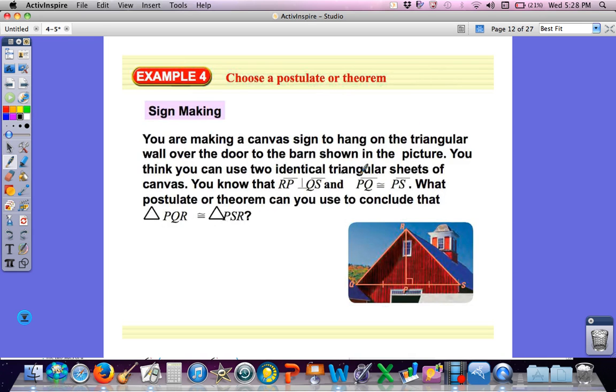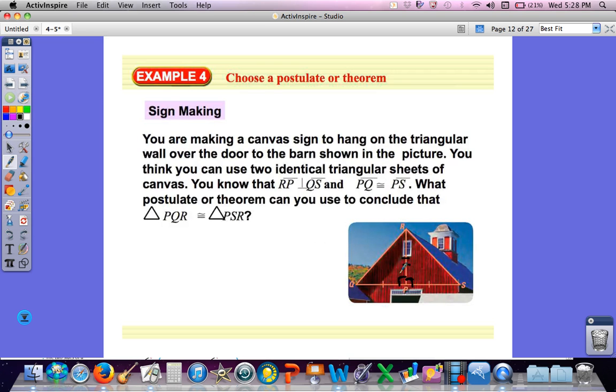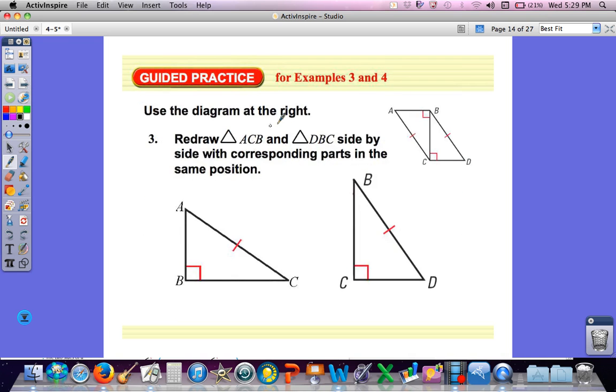So now, for example 4, they want me to choose a postulate or theorem. You can read this whole problem here. You know that RP and QS are perpendicular. These are 90-degree angles. So this is a side, this is an angle, this is another side. So you can prove that they are congruent through side-angle-side. You could probably find a way to prove it by hypotenuse leg, but it's much quicker to prove it through side-angle-side.